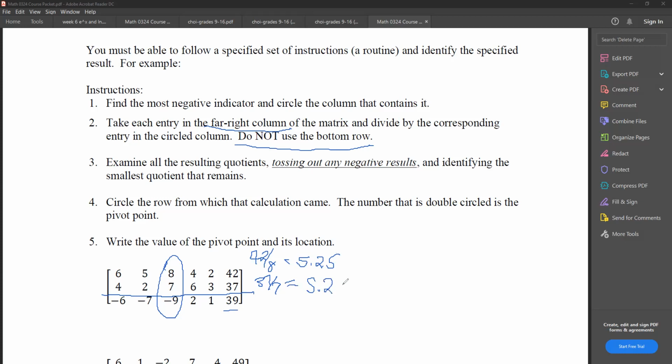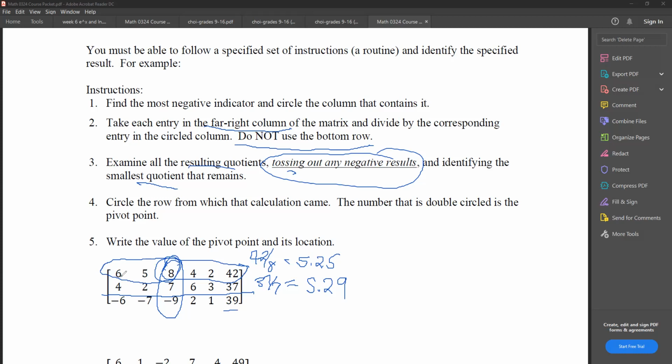Now, you're going to look at all the quotients, no matter how many there are, ignoring the bottom row. You want the smallest positive quotient, no negatives, and negatives you just ignore. If I look at these two quotients, which one is smaller? 5.25 is smaller, so I'm going to circle that row. My pivot point is the overlap of the column and row, so this is my pivot point. In the program simplex, you're going to tell it where the pivot point is.